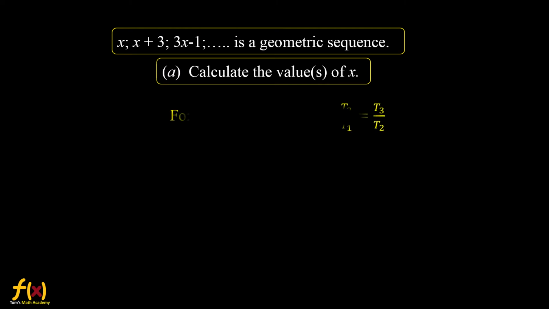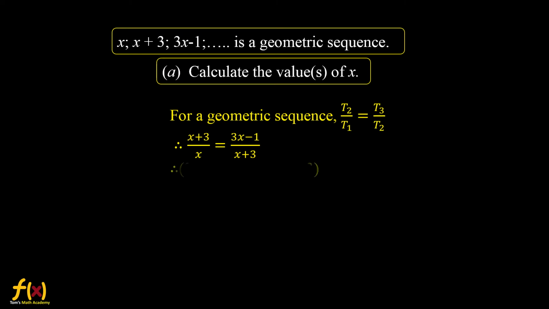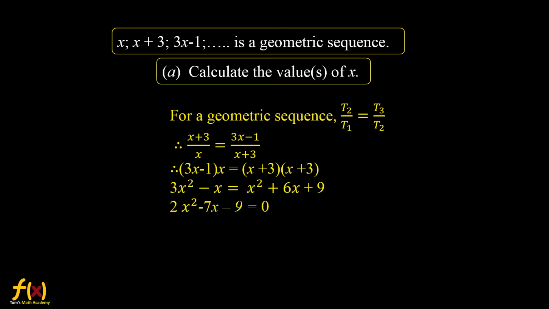So we know that for a geometric sequence, T2 divided by T1 must be equal to T3 over T2. We apply that idea here. x plus 3 over x equal to 3x minus 1 over x plus 3. Cross multiplying, we get 3x minus 1 times x equal to x plus 3 times x plus 3, removing the bracket and simplifying very carefully into the standard form.